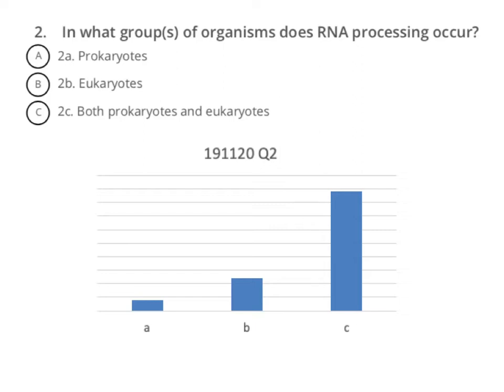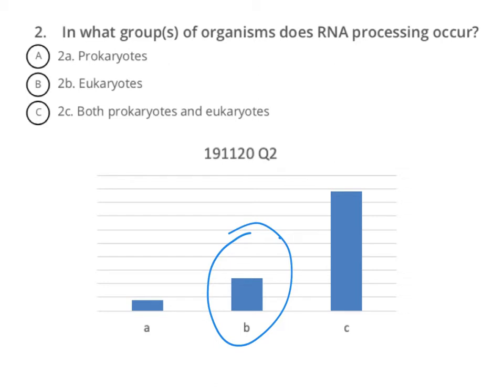Do prokaryotes, bacteria basically, do RNA splicing or capping or polyadenylation? No. The answer here is eukaryotes. The eukaryotes do RNA processing. There are some forms of RNA tinkering that bacteria can do, but it's not capping, splicing, polyadenylation. Well, at least not splicing.